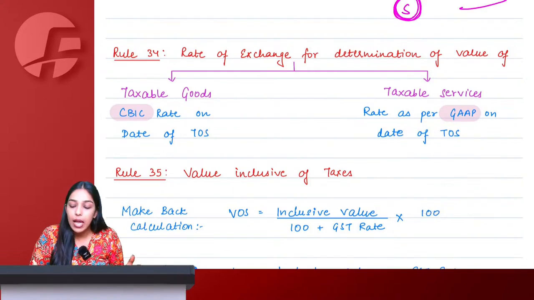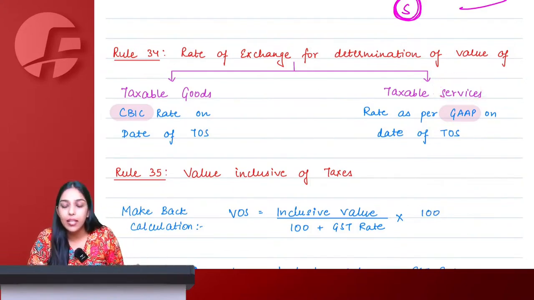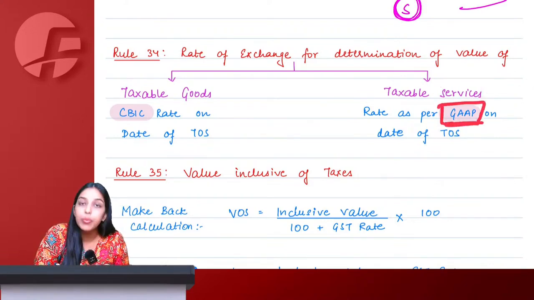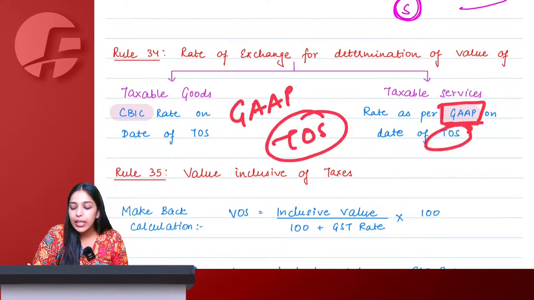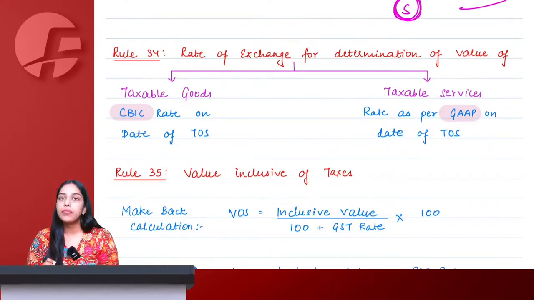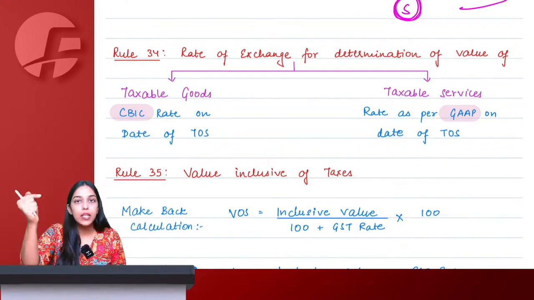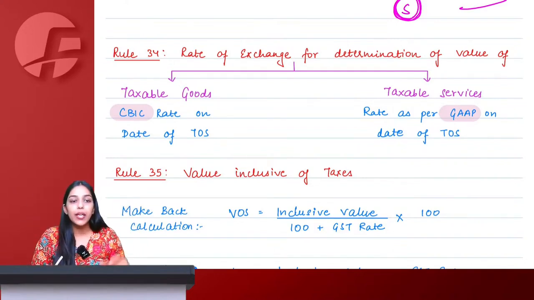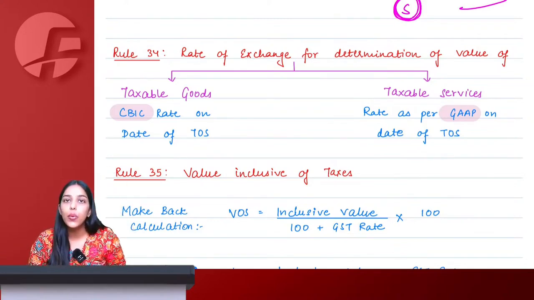But this is for goods. If I'm dealing in taxable services and dealing in any currency other than INR, then generally accepted accounting principles, whatever is the GAAP rate on time of supply date, that GAAP rate I will take to convert the forex currency into INR and pay GST on the same. Understood? Goods, CBIC rate, time of supply. Services, GAAP rate, time of supply. To convert the forex currency into INR and pay GST to government.